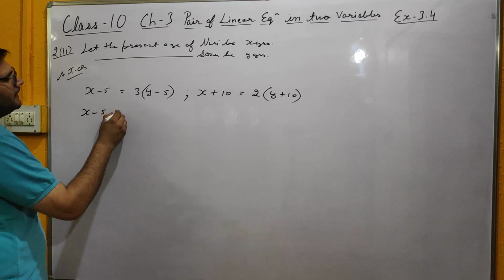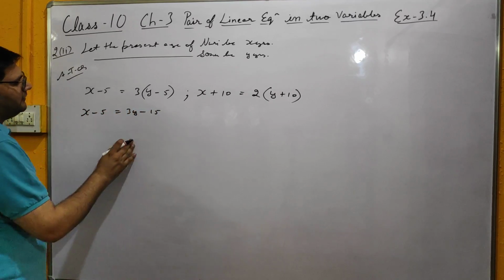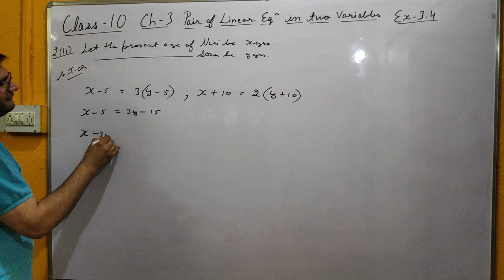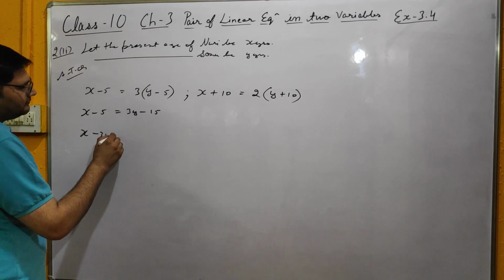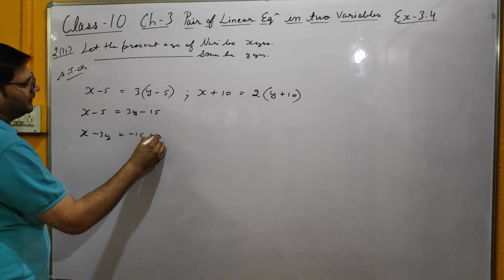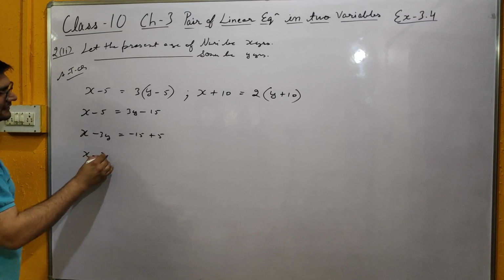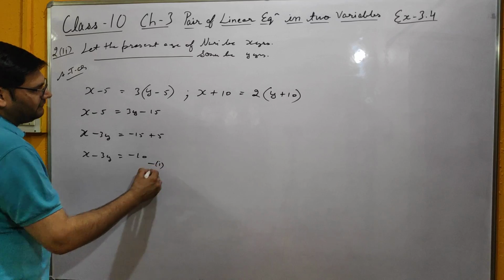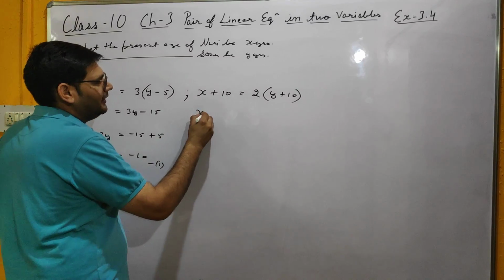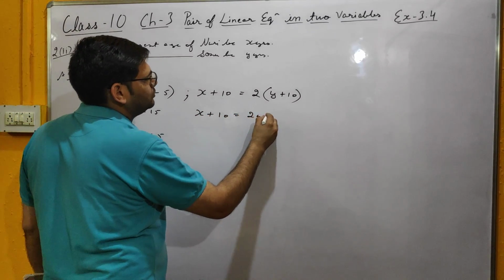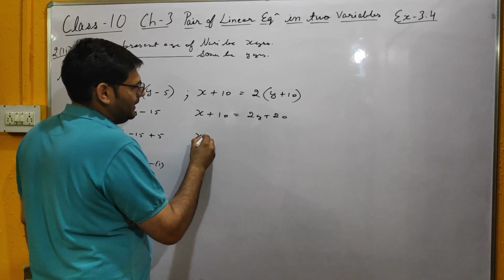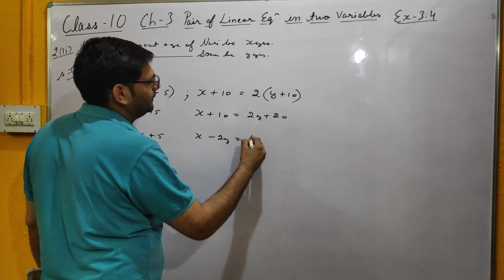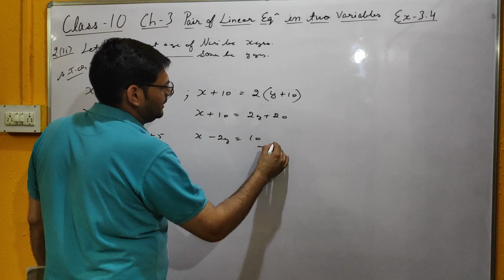X minus Y equals 3Y minus 15. X minus 3Y equals minus 15 plus 5. So X minus 3Y equals minus 10. This is our first equation. And here X plus 10 equals 2Y plus 20. X minus 2Y equals 10. This is our second equation.